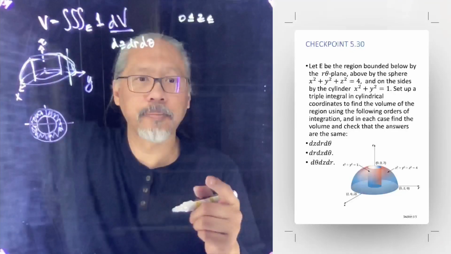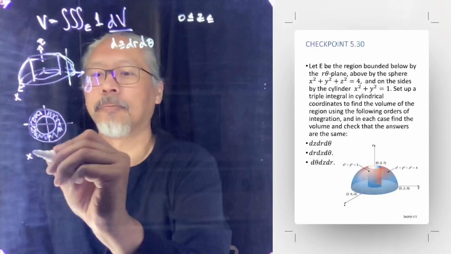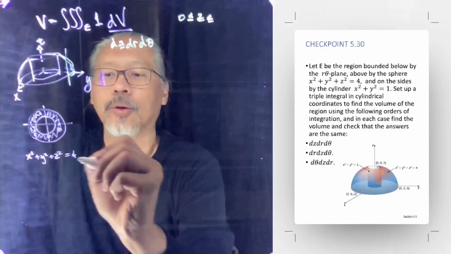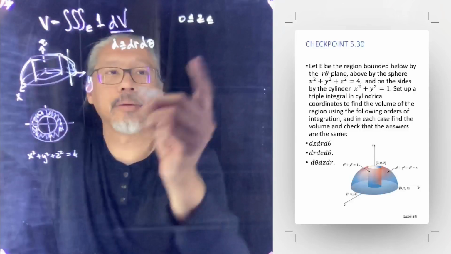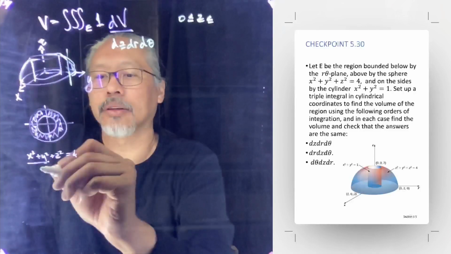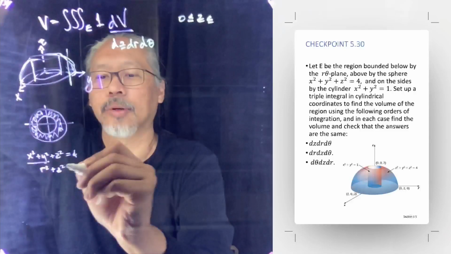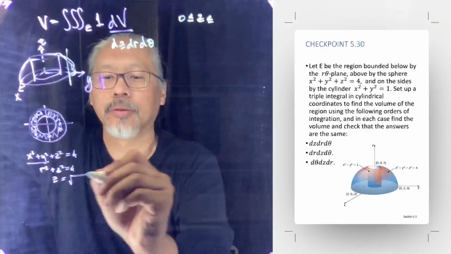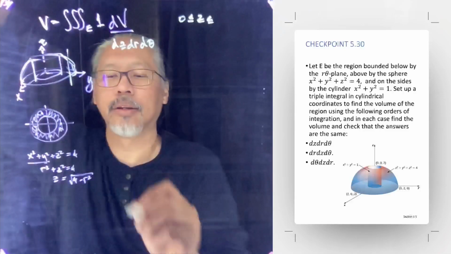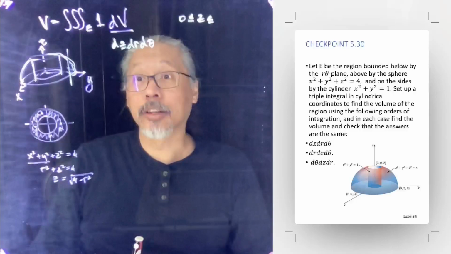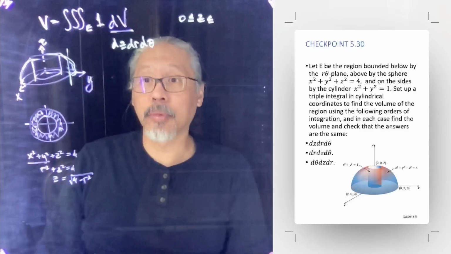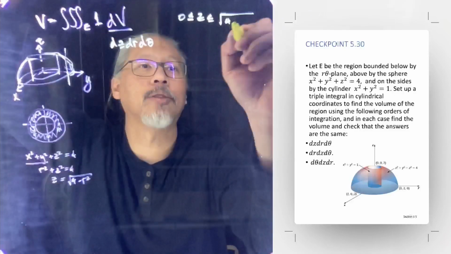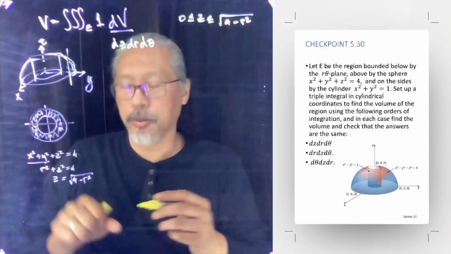That sphere was x squared plus y squared plus z squared equals 4. If we rewrite that in terms of cylindrical coordinates, this is r squared plus z squared equals 4. So z is the square root of 4 minus r squared. And so that's going to be the top part of the sphere. We're not considering the bottom part of the sphere, so we don't need to worry about that negative. So this is the square root of 4 minus r squared, our limits.